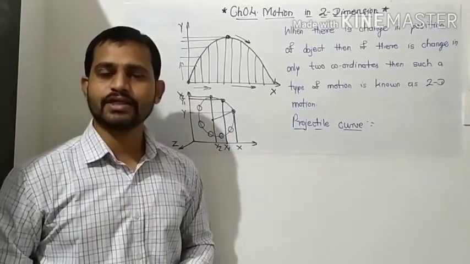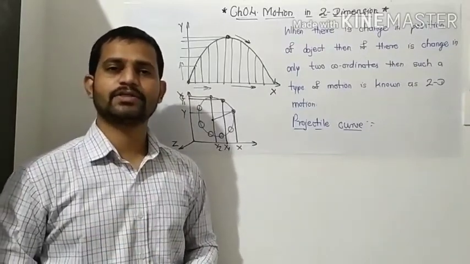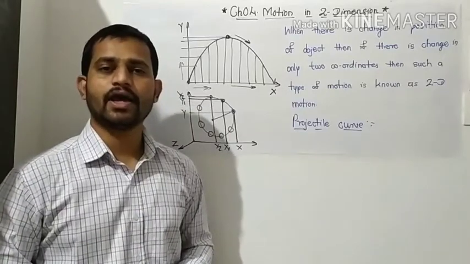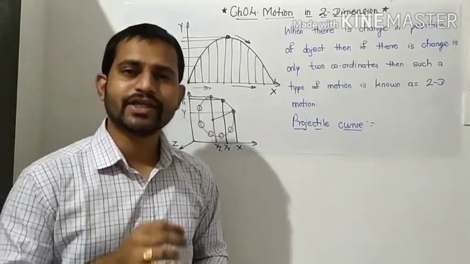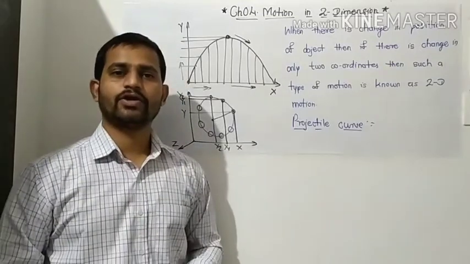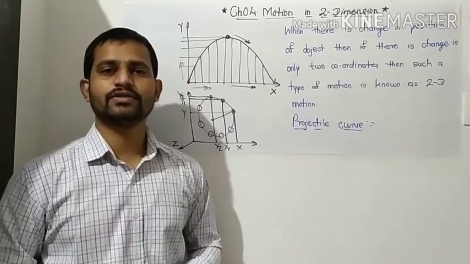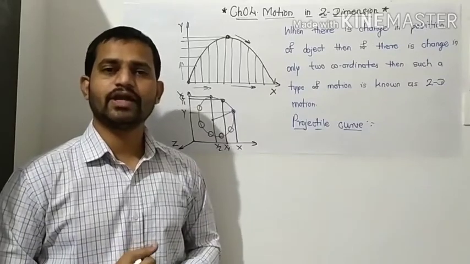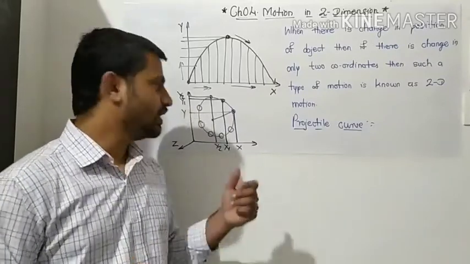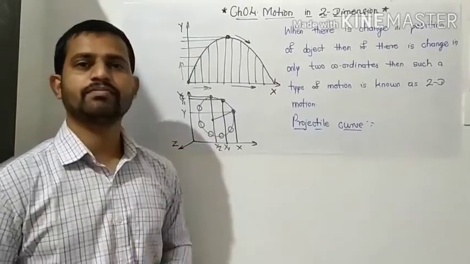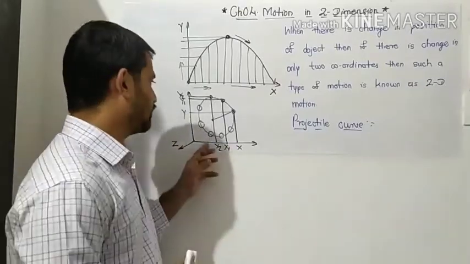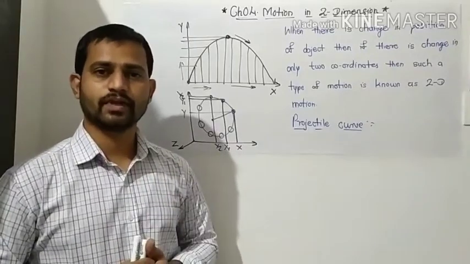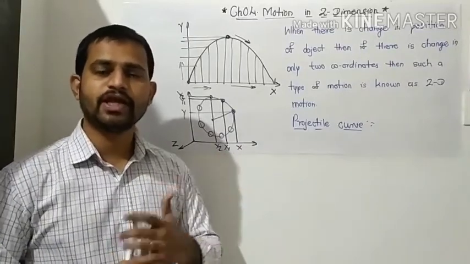Whenever there is a two-dimensional motion, there is motion in a single plane, and the plane in which there is the motion of that particular object is known as the plane of motion. So here in this case, which is the plane of motion? Here this xy plane is the plane of motion.